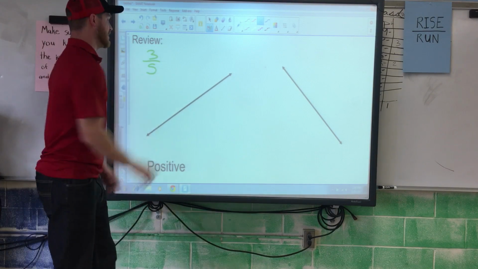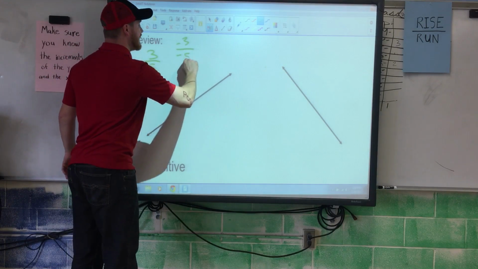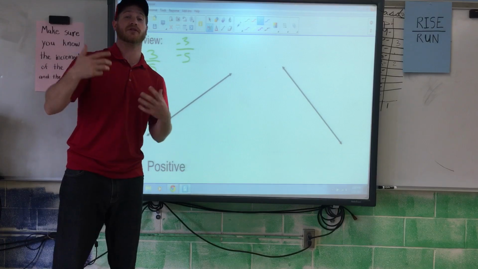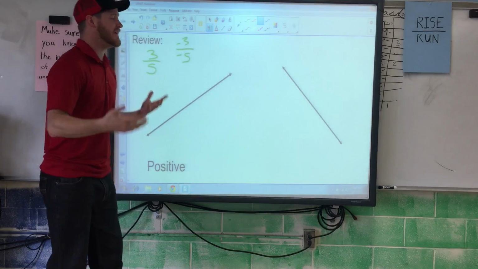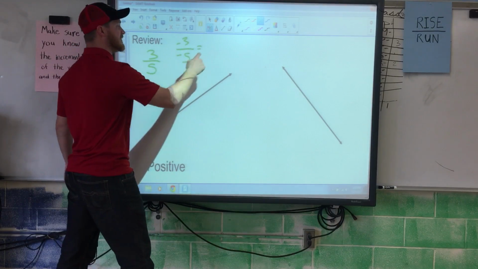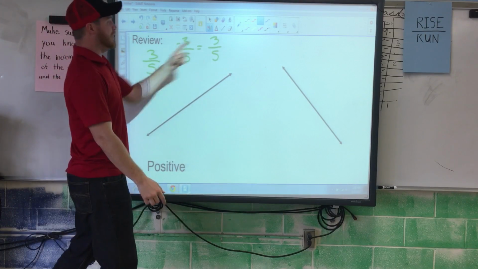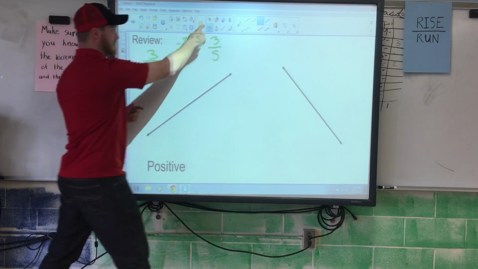Now, if you get an answer like -3 over -5, that's okay. But remember your integer rules. A negative over a negative, or the same thing as a negative divided by a negative, that's going to be a positive. So -3 over -5 is the same thing as a +3 over +5. Both of these will result in a positive slope.